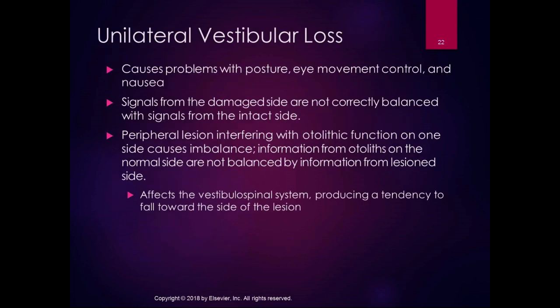So, unilateral vestibular loss causes problems with posture, eye movement control, and nausea. Signals from the damaged side are not correctly balanced with signals from the intact side. Remember, we said we needed that reciprocal input in order to have that balance, and when you have unilateral vestibular loss, you don't have that. A peripheral lesion interfering with otolithic function on one side causes imbalance. Information from otoliths on the normal side aren't balanced by information from the lesion side. So it affects the vestibulospinal system, producing a tendency to fall towards the side of the lesion.